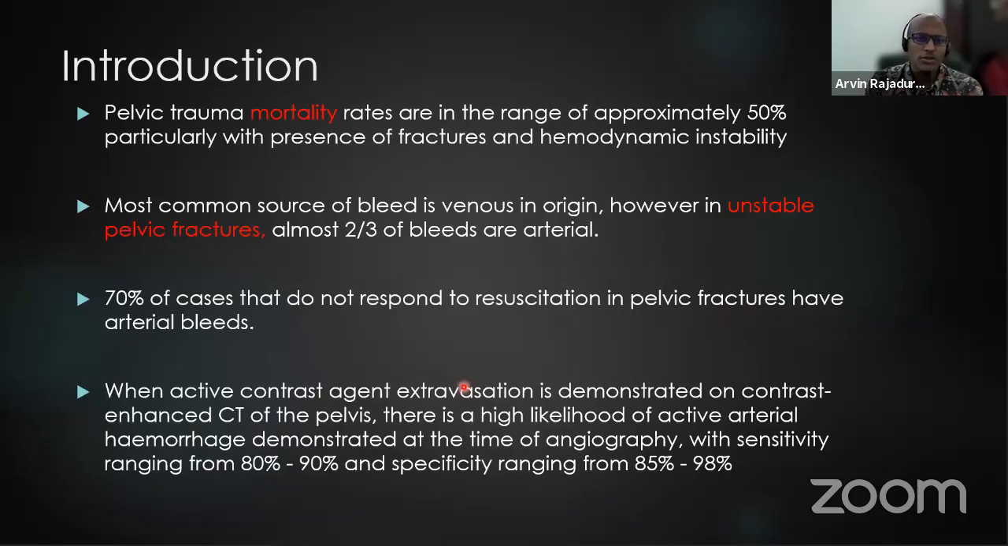So the most common source of bleed, as Mozan has explained, is also venous, but in unstable pelvic fractures, almost 2/3 of them have arterial bleeds. And in 70% of cases that do not respond to resuscitation in pelvic fractures, most often have arterial bleeds. So usually when you see active contrast agent extravasation demonstrated on contrast enhanced CT, there's a high likelihood that there's an active arterial hemorrhage, and usually that's the time I get the call, and we are usually ready and waiting to proceed with an angioembolization if the patient is stable enough to come to us.